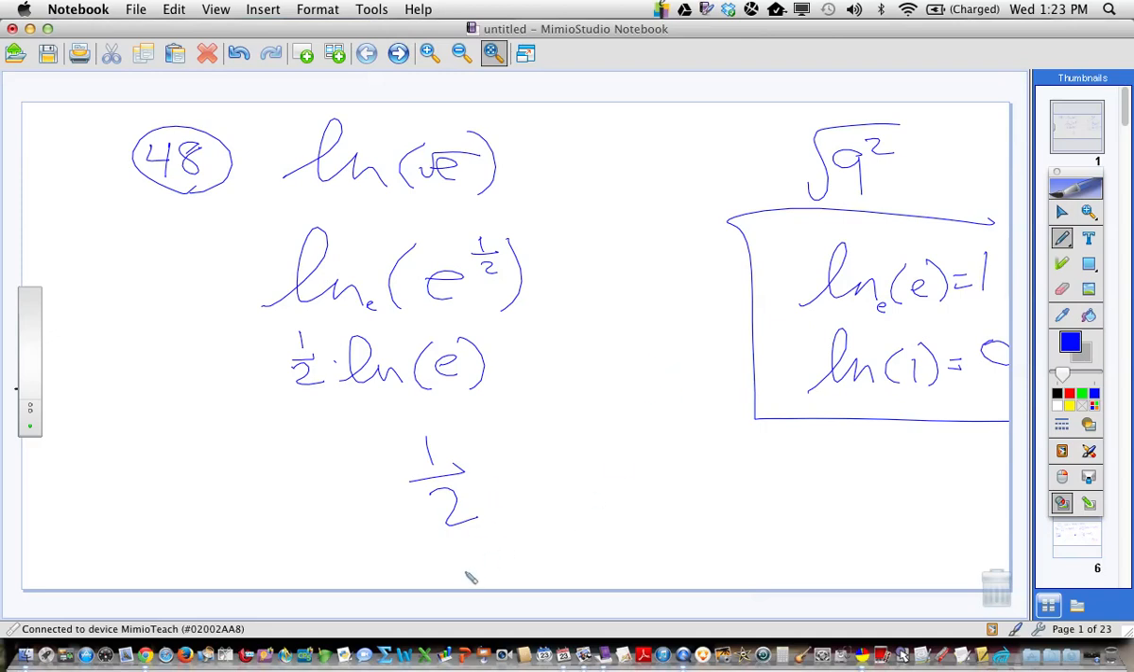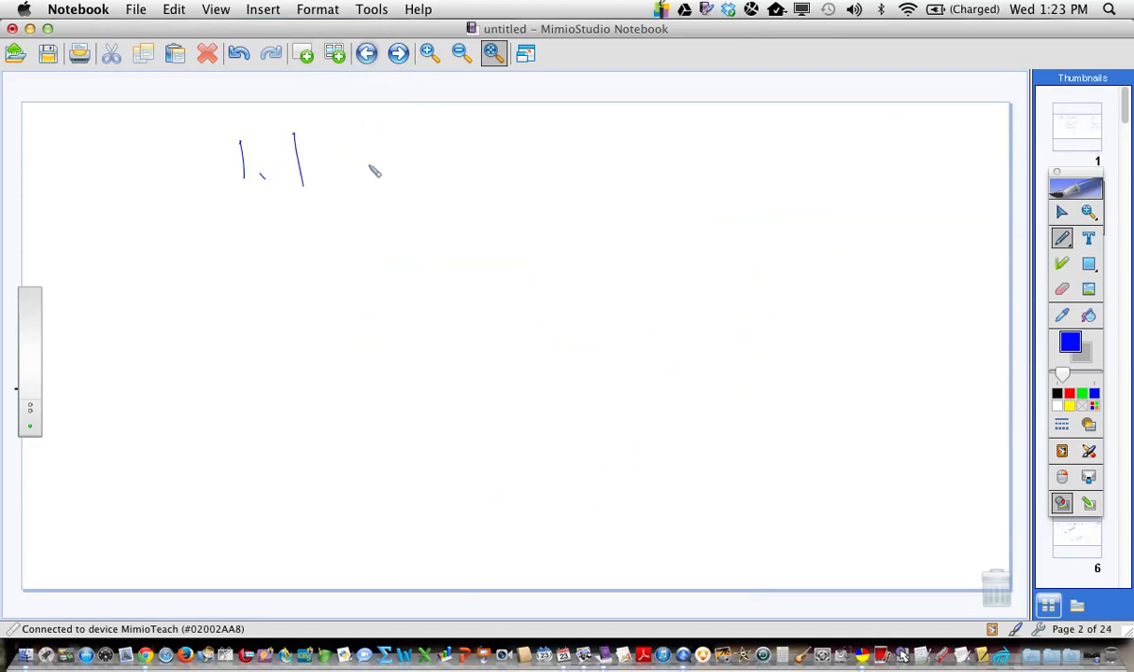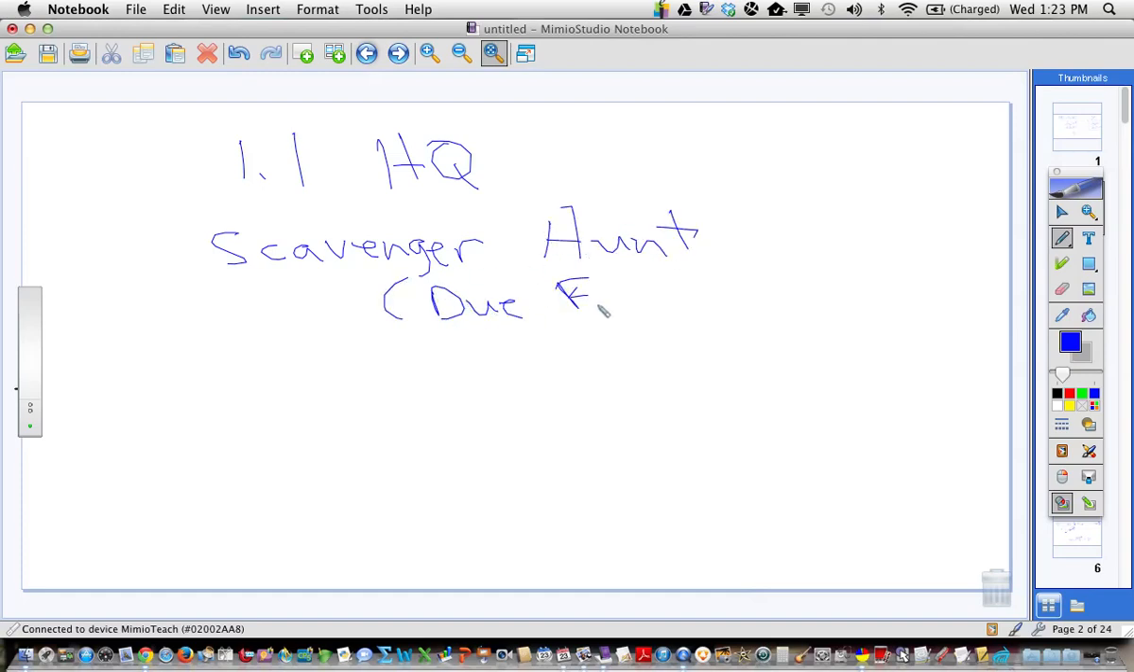All right, let me go through here and see if I'm leaving off anything. I don't think so. Okay, so your homework tonight is section 1.1. HQ stands for homework questions. That's off of your packet. And then also, I've got this calculator scavenger hunt. It asks you to do different things in your calculator, go through it, and find out different things about your calculator. And we are going to hand that in on Friday. So that will be due on Friday. And I'll pass that around here.